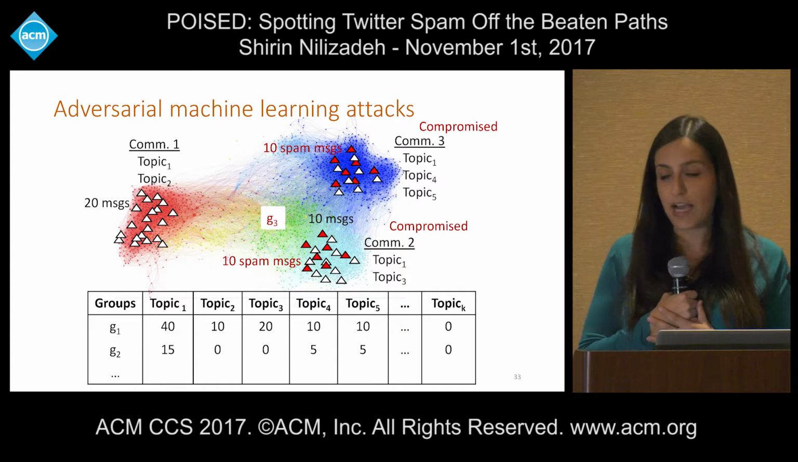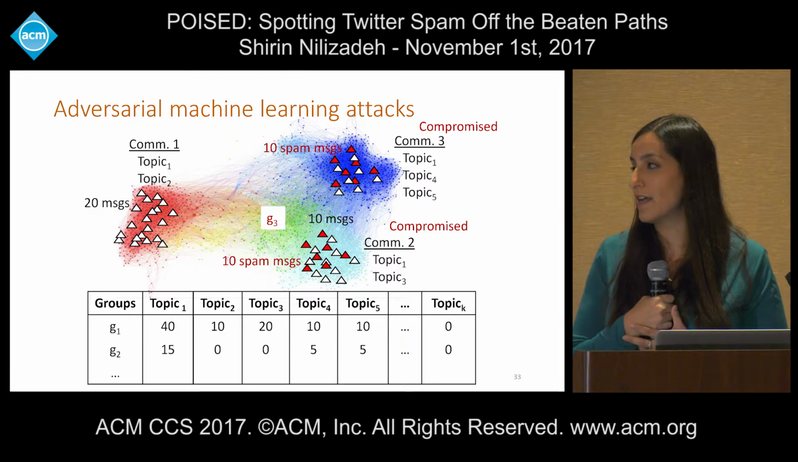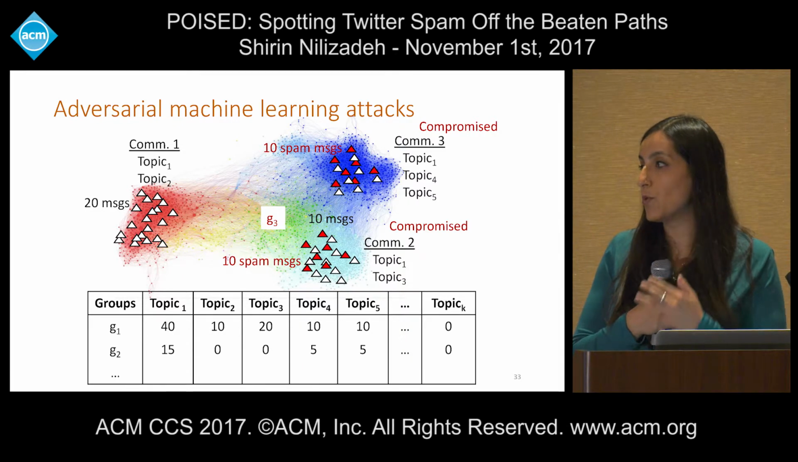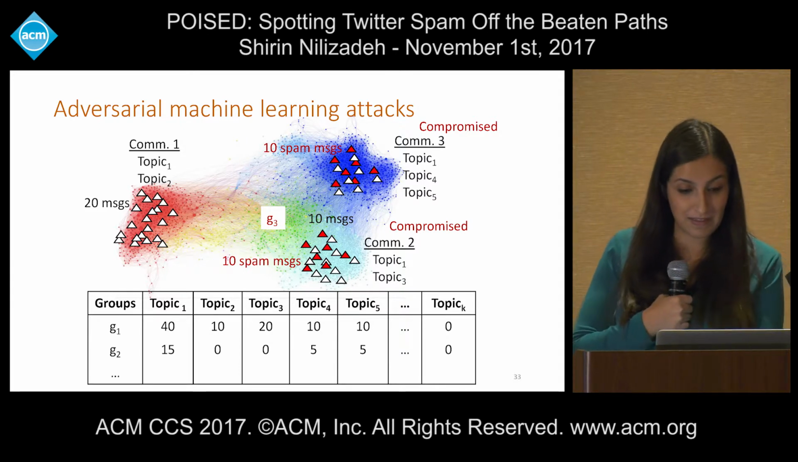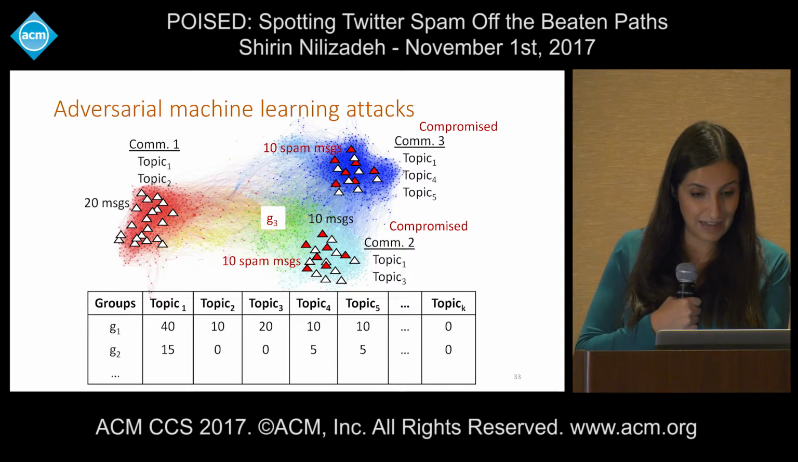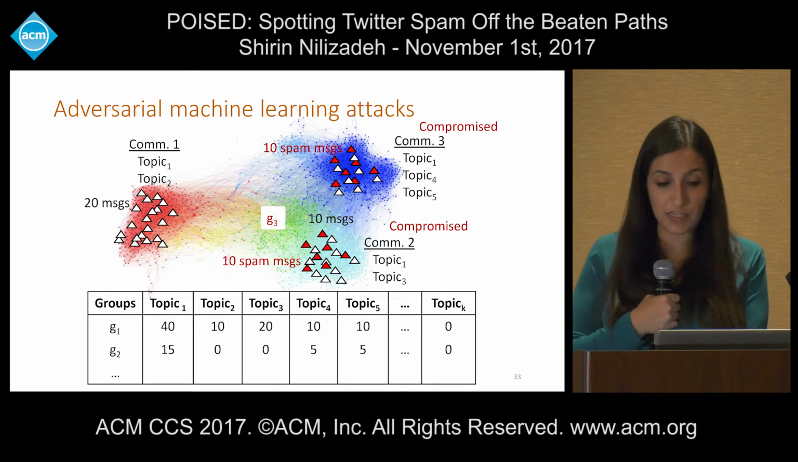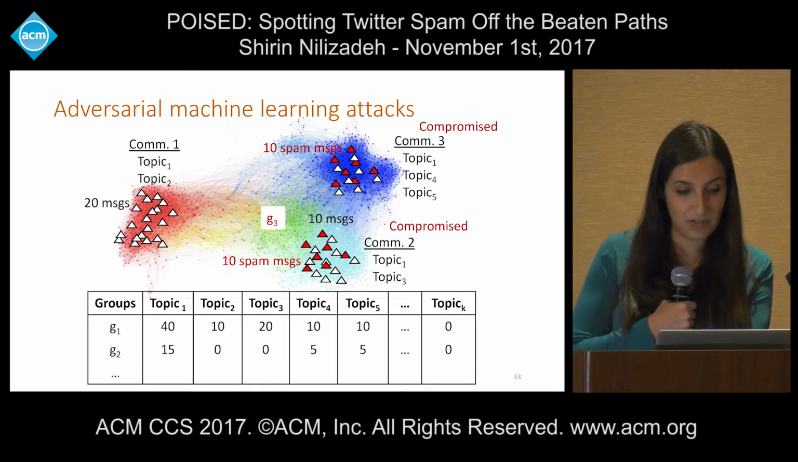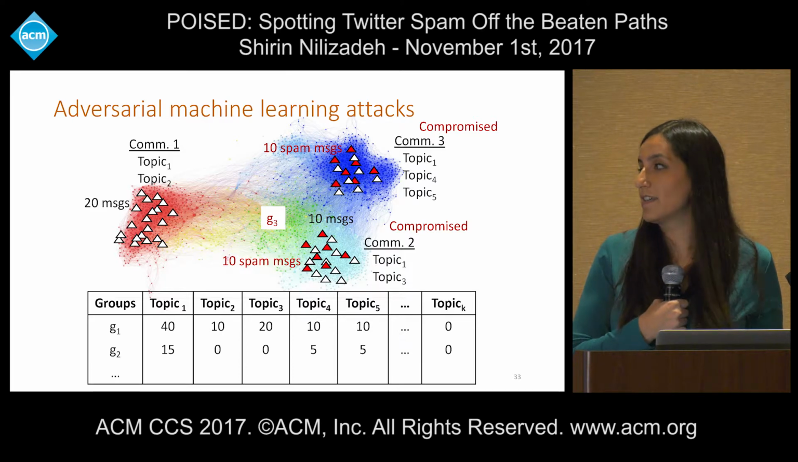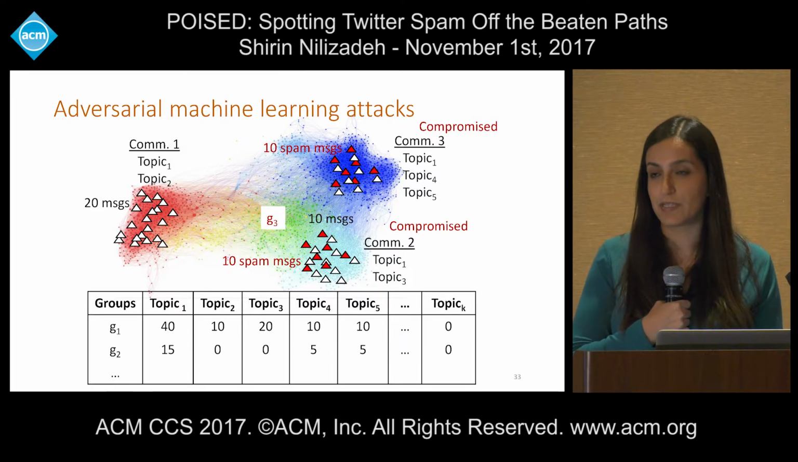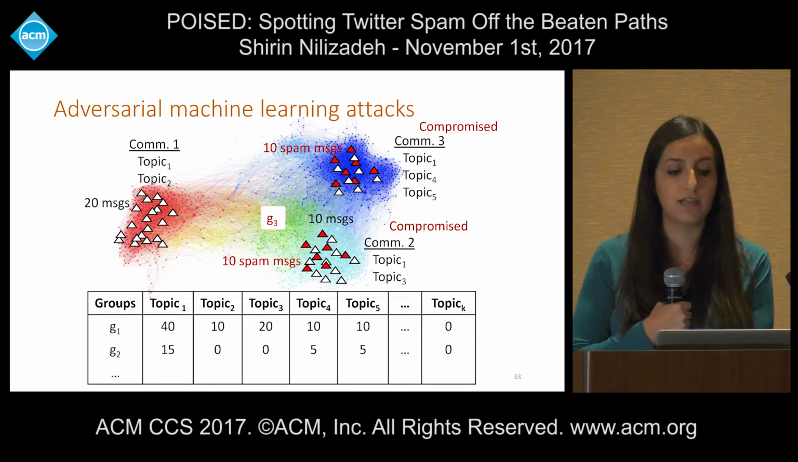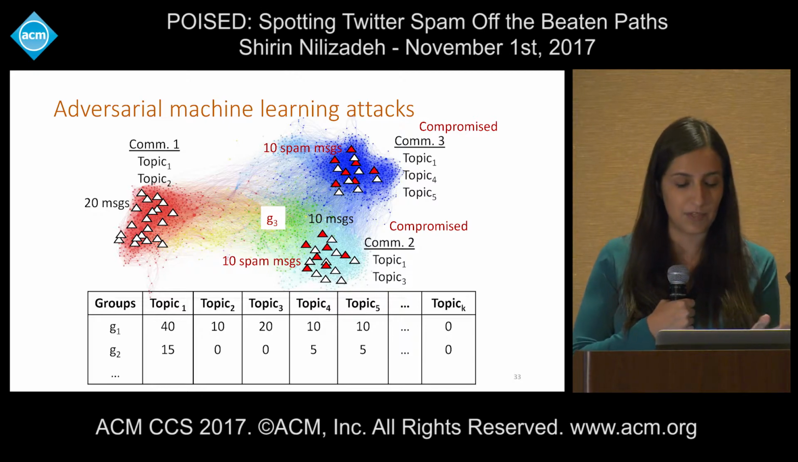For example, here we have three communities, and we have one group of similar messages, and then two communities are compromised, community 3 and 2. The adversary learns about this group and tries to send the exact amount of spam in those communities whenever the messages are appearing.